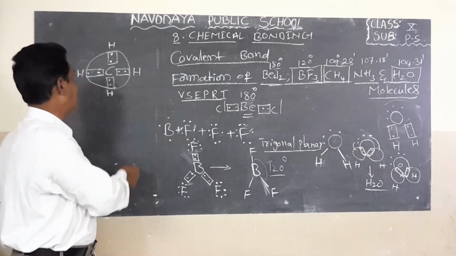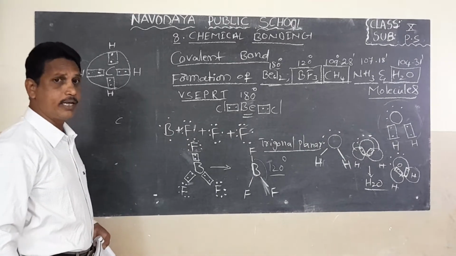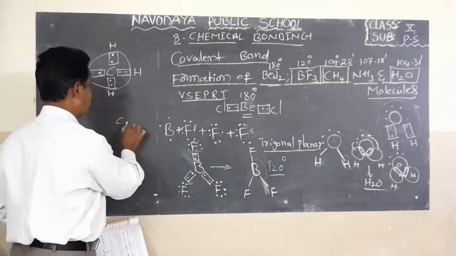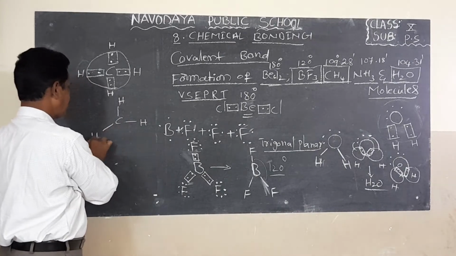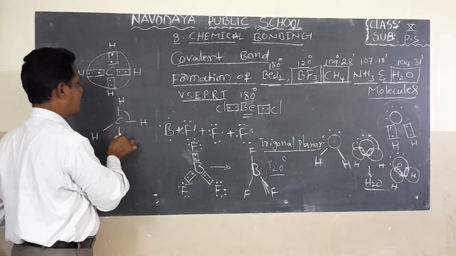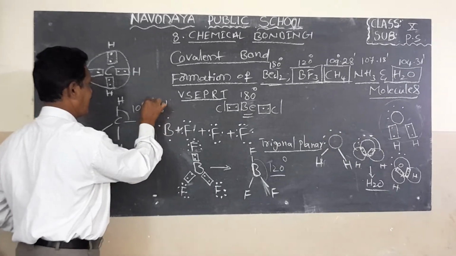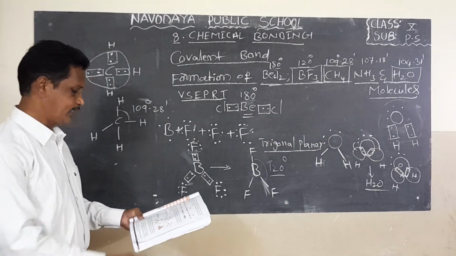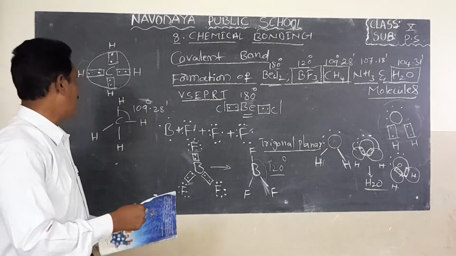So this is the structure of the methane molecule. There are 4 single covalent bonds present in the methane molecule. The bond angle of the methane molecule is 109 degrees 28 minutes.